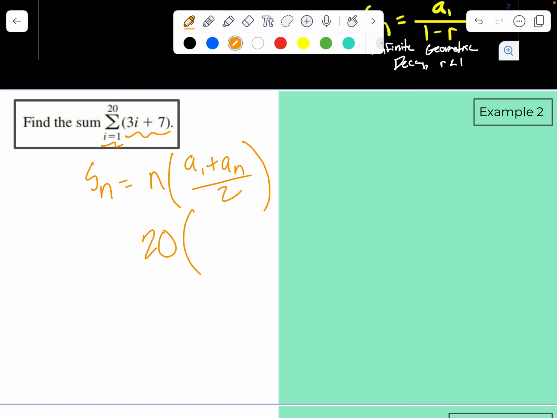My first term would be, if I plug 1 in, 3 times 1 plus 7, which would give me 10. a sub n would be the last term that I have, which is 20. So 3 times 20 plus 7. 3 times 20 is 60. 60 plus 7 is 67.